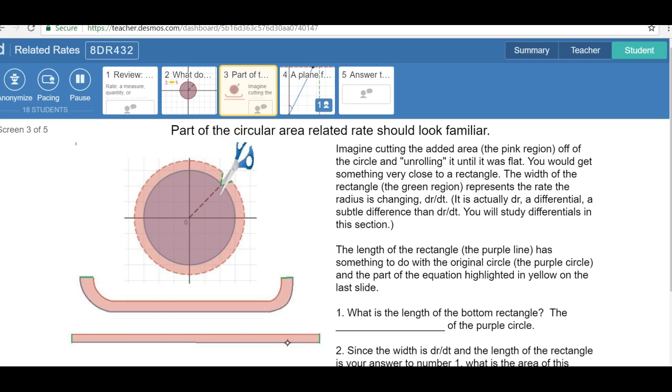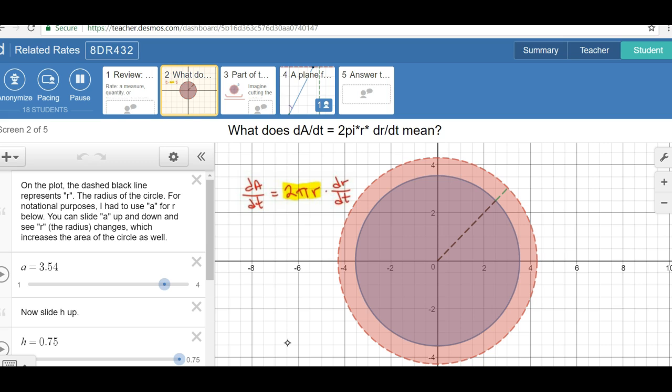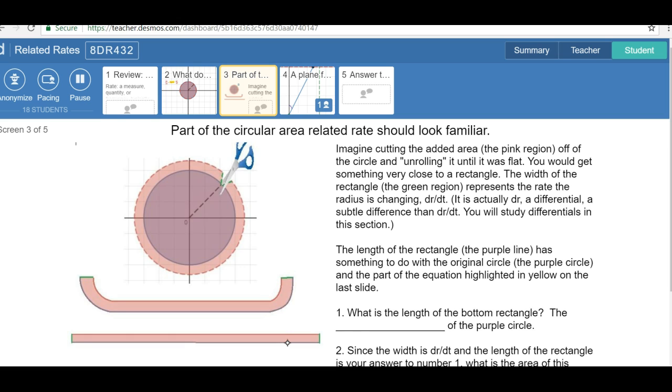What is the length of this, the purple side? Well, if you look, that's the circumference of the old circle. So that circumference of the old circle is now the width of the rectangle. And then the height is that green area, which we said was representative of dr dt. So we get circumference, which is 2 pi r right there, times dr dt, the little green region. So it literally is length times width.